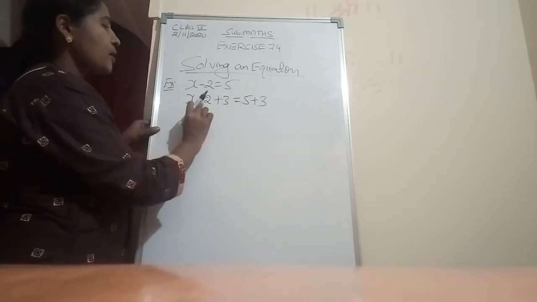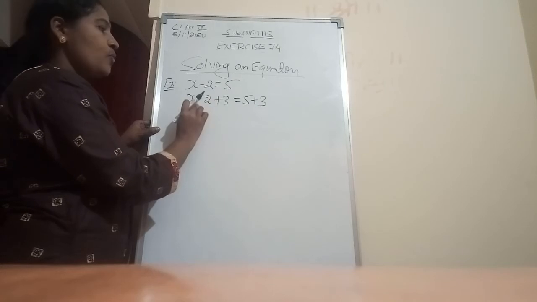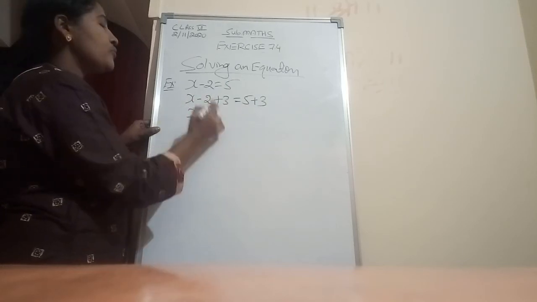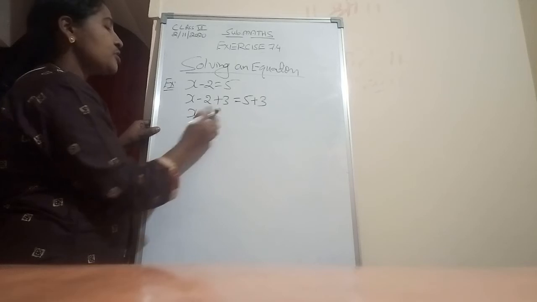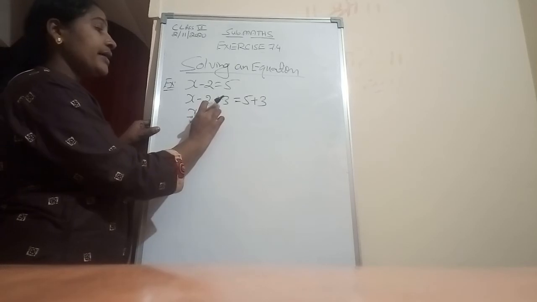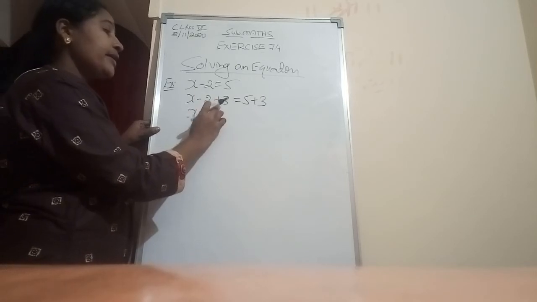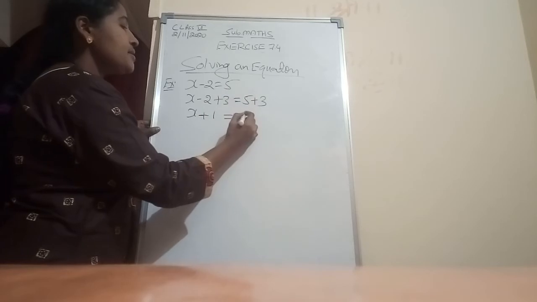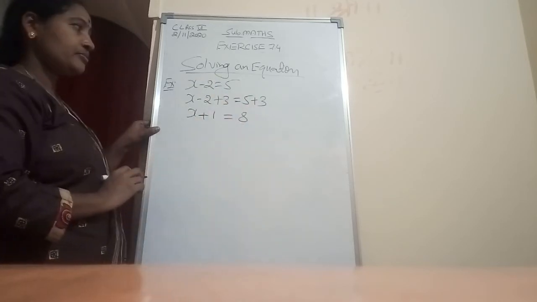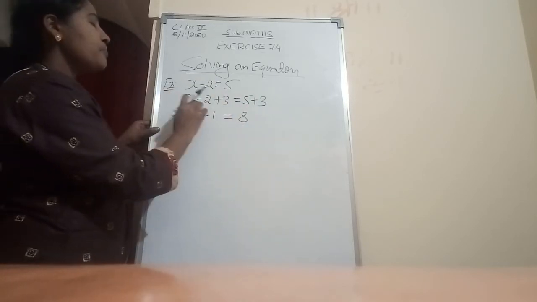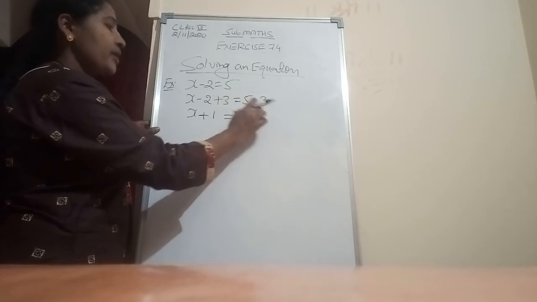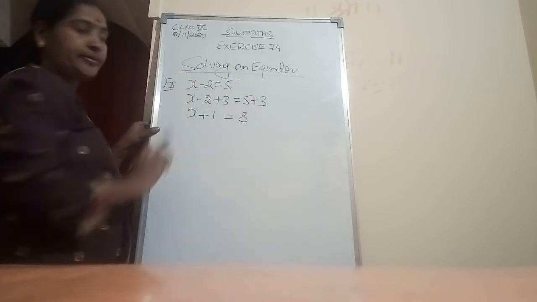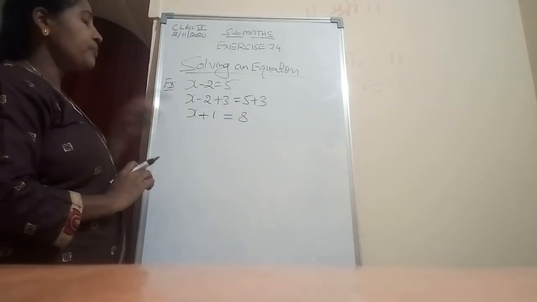Minus 2 and plus 3: one plus and one minus means I have to subtract. So 3 minus 2 will be 1, that is plus 1, because the sign of the greater number is plus. So x plus 1 is equal to 5 plus 3, which is 8. Okay children, x minus 2 plus 3 is equal to 5 plus 3, so x plus 1 is equal to 8.